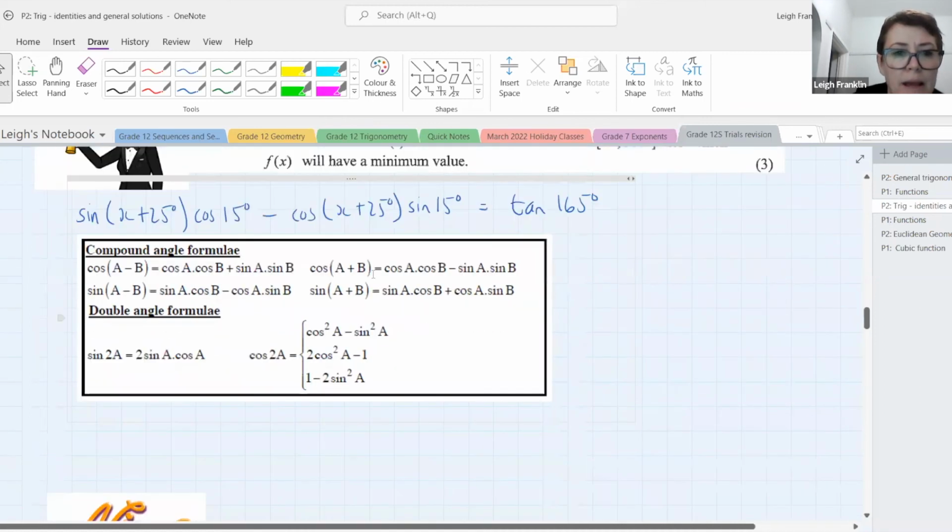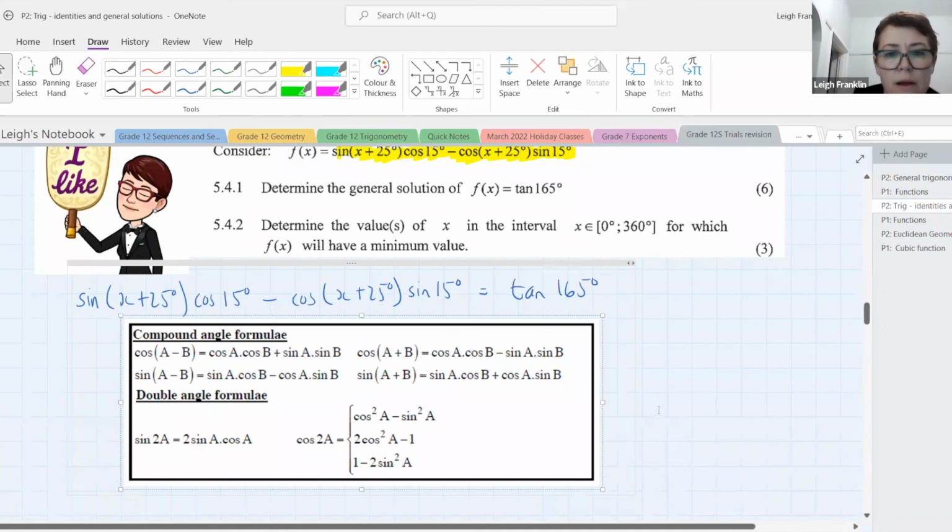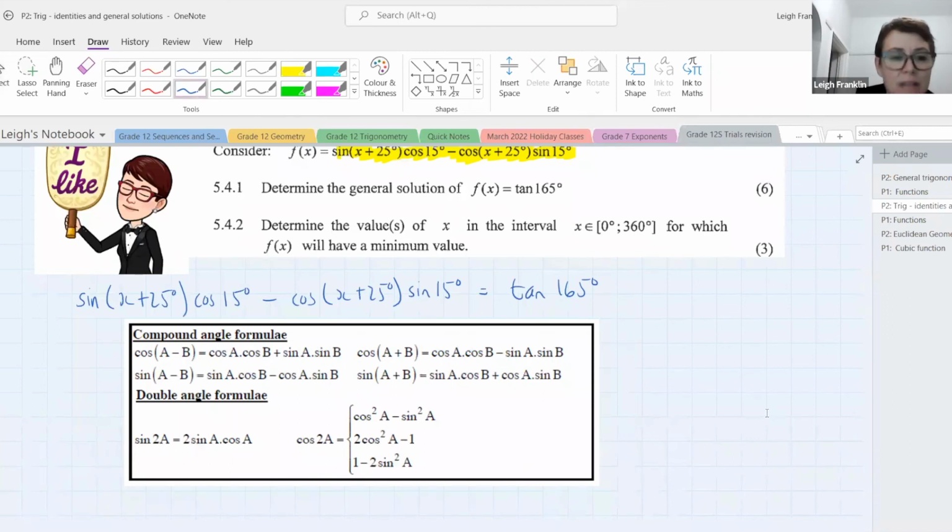Okay, can you see, now that I put this over here, that it is a sine compound angle? Do you see that? So it's specifically this one here. Look. Sine A cos B minus cos A sine B. Can you see now?